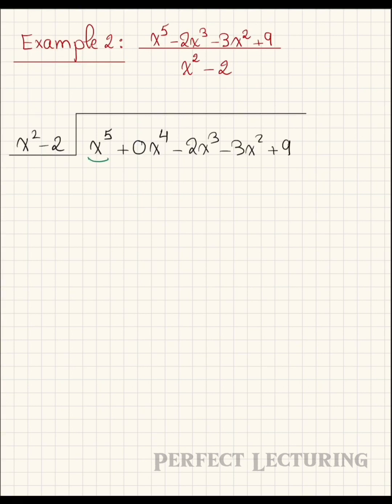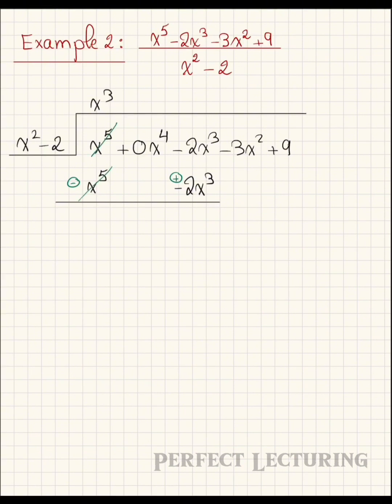We play the same game, so x to the power of 5 over x to the power of 2. That is x to the power of 3. I multiply x to the power of 3 by x squared minus 2. So x to the power of 3 times x squared, that is x to the 5. And x cubed times negative 2, that is a negative 2x to the power of 3, but I make sure to place it underneath the term which contains x to the power of 3. So it is placed here, negative 2x cubed. Then I change the signs and add.